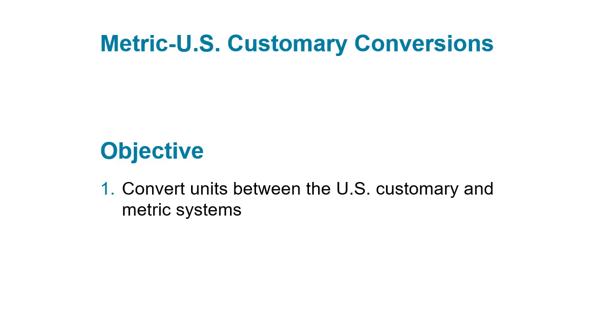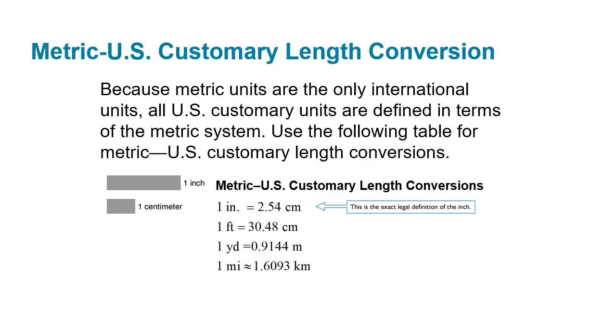Welcome to our discussion on how to convert back and forth between the metric system and the US Customary System. The big conversion factor, the exact legal definition of an inch, is that it's 2.54 centimeters. That is the one and only bridge that we need to convert back and forth between our two systems for all lengths, areas, and volumes, because everything can be converted into inches on our side and everything can be converted to centimeters on the metric side.